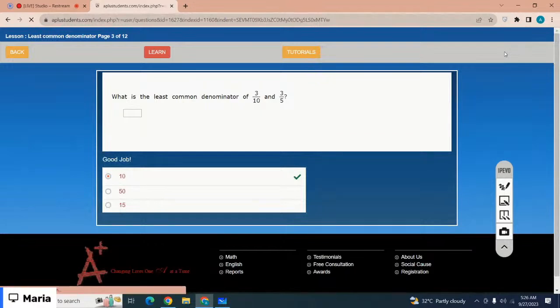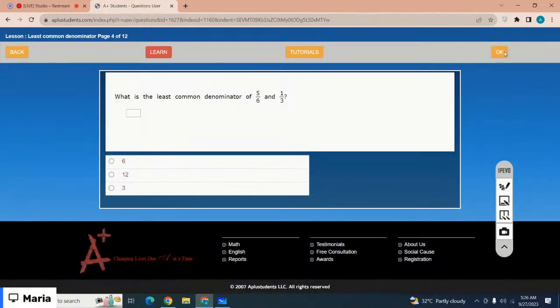How 15? Can you please explain? Just listen to me carefully. Just look at this example, right? 1 by 3 and 5 by 6. The smaller number is 3 and 3 times 2 makes 6, right? So the greater number is the least common denominator. Which is greater? No, not 3 times 5 is 15.